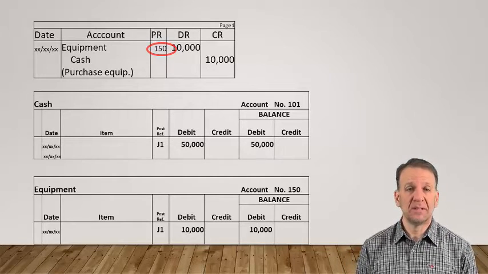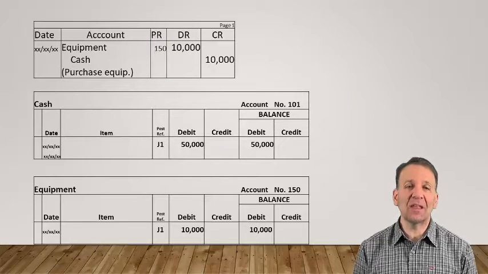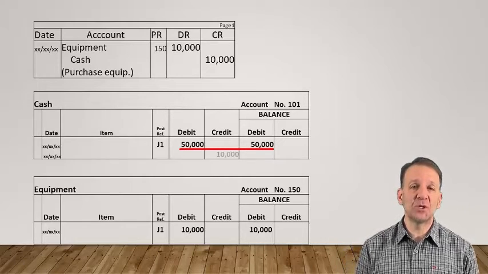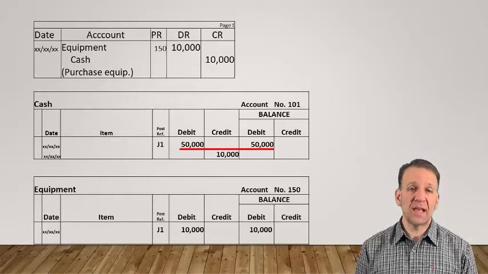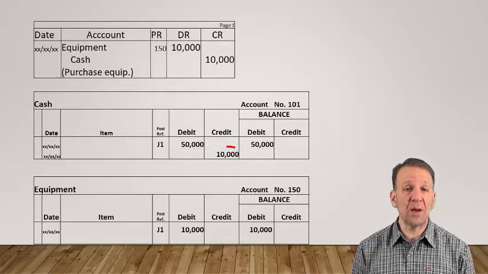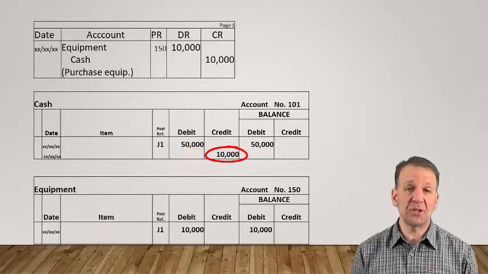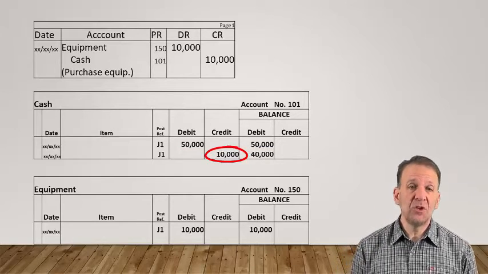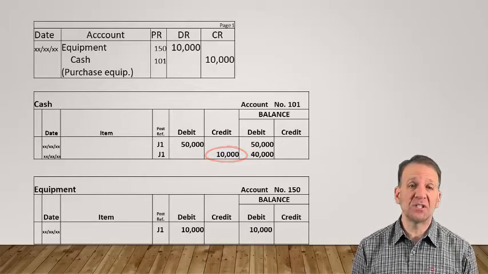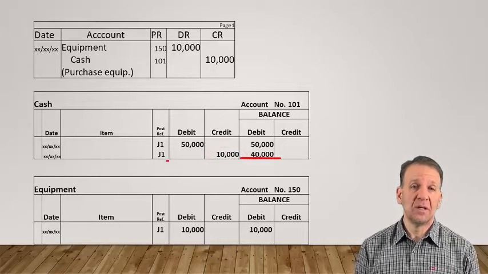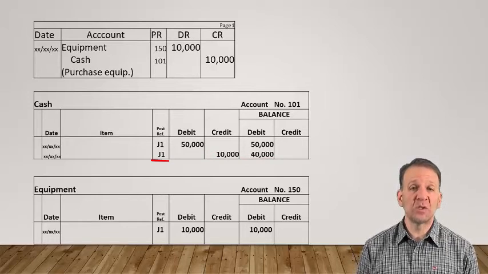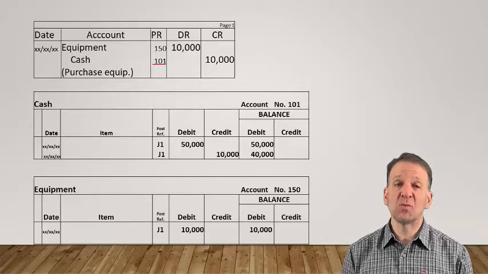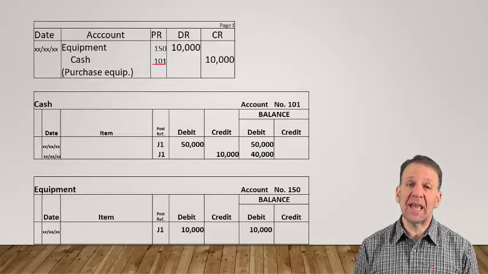Now, let's take a close look at the cash ledger. You can see that our previous entry is in the ledger at $50,000. This transaction that we're currently entering is a $10,000 credit entry to the cash ledger. You can see the $10,000 in the credit column. You can see the overall balance for cash is now $40,000. We reference the ledger J1 since we are still on the first page of the journal. We reference the journal as 101 as this is the account number for cash.